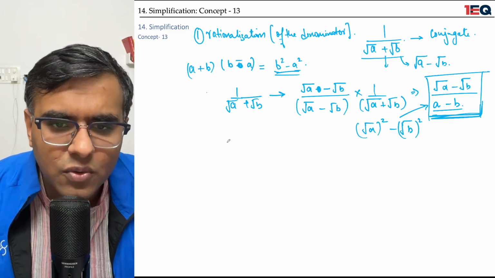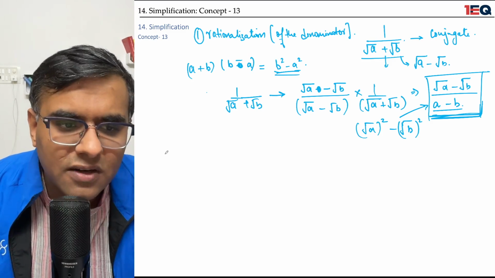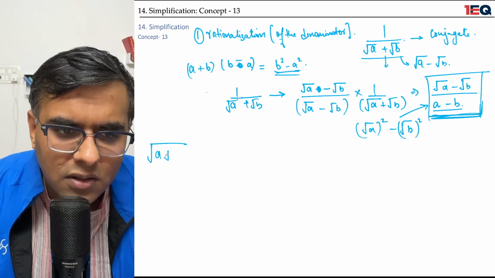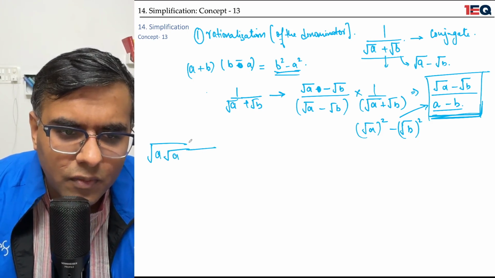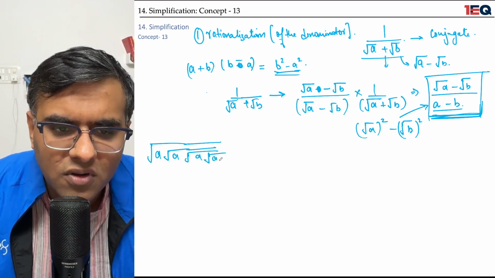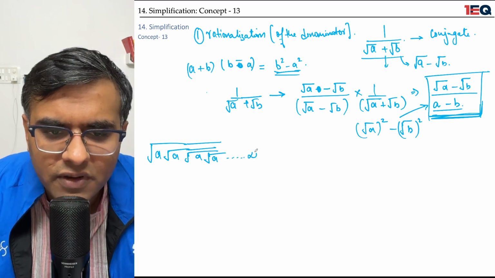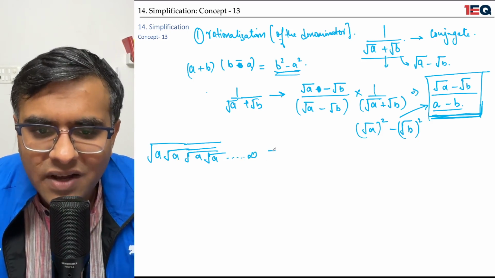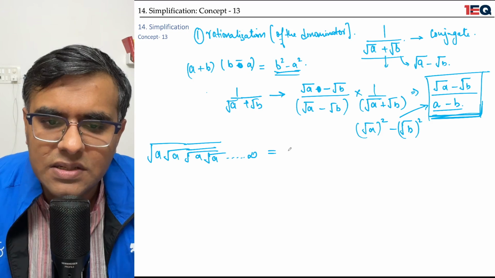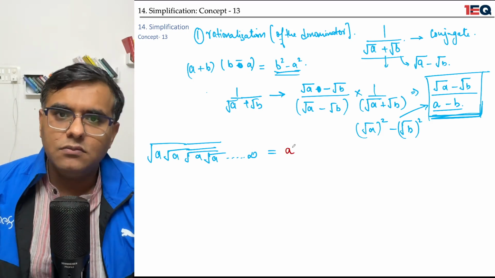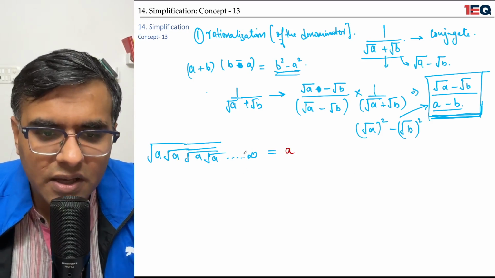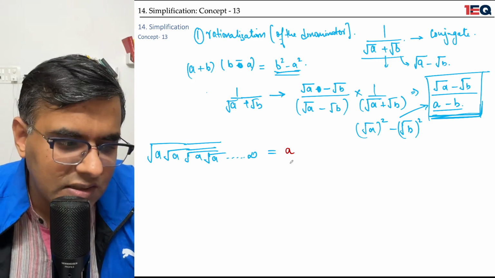Then coming down to a few standard formulas. Whenever you encounter a root of a, then another root of a within it, then another root of a within it, and so on till infinity, and you're asked what is the value of this expression, you would answer that the value is nothing but a. Whenever continuous roots are there of the same number, the answer is the same number.